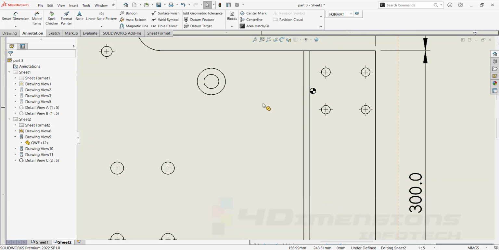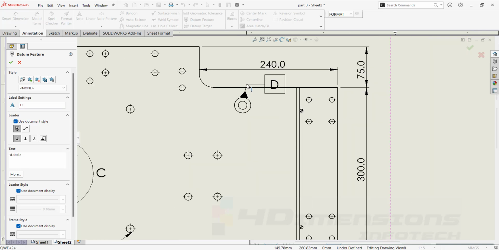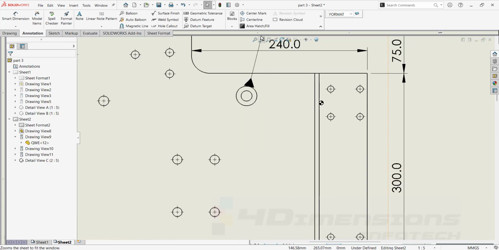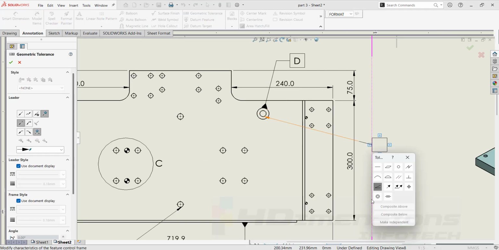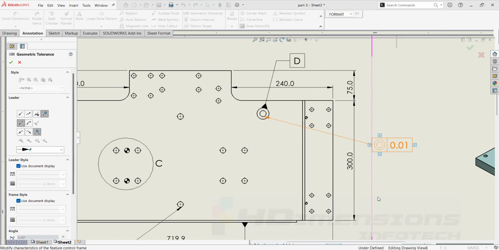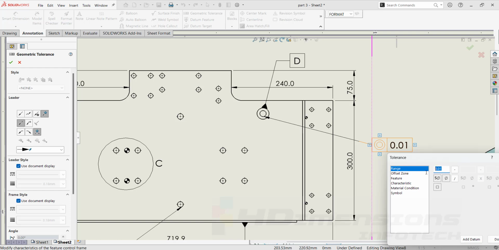Now I want to show this inner circle is concentric with the outer circle. So I'm going to take the reference of the outer circle. That's why I need to apply one datum here. So I'll select the datum feature and I'll say this is datum D. To add GD&T, I'll select this option, place the frame, go for the symbol. I'll say concentricity, and apply the value for the tolerance. Now the tolerance zone for concentricity is always circular. That's why I'm going to add the diameter symbol also here.